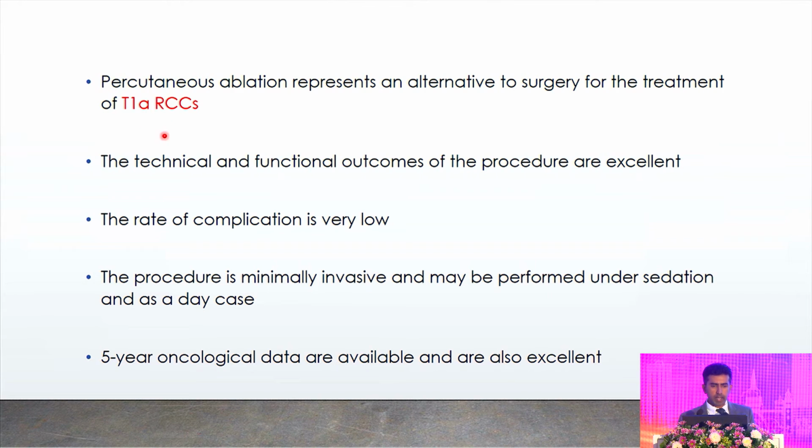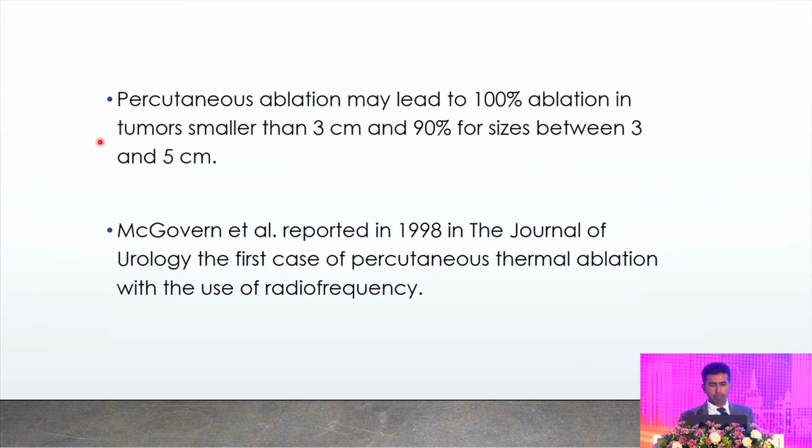The targeted area is T1A renal cell carcinomas, like I mentioned. The rate of complications is very low. The procedure is minimally invasive and may be performed under sedation and as a daycare patient. So, percutaneous ablation may lead to 100% ablation in tumors smaller than 3 centimeters and up to 90% with sizes between 3 and 5 centimeters. The technique was first published in 1998.